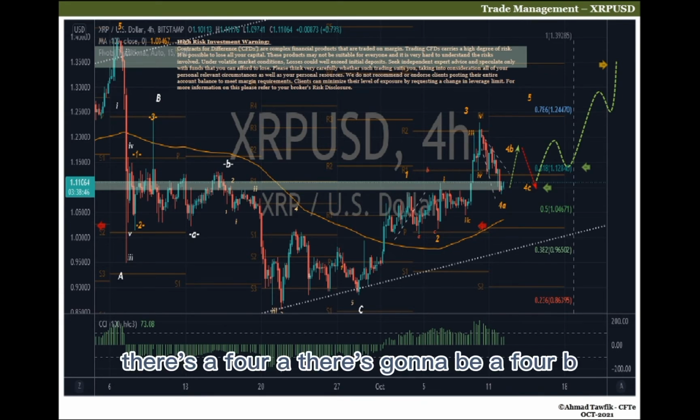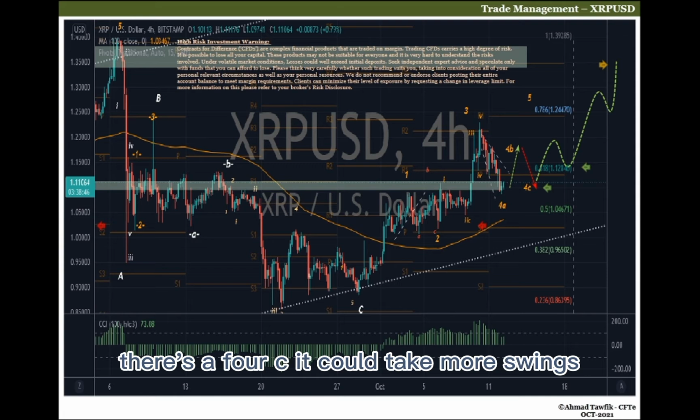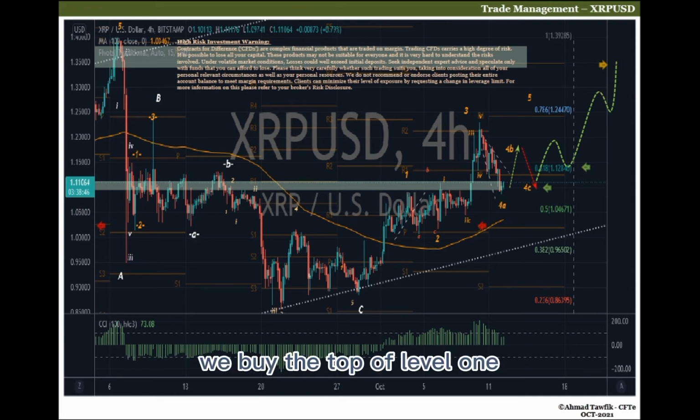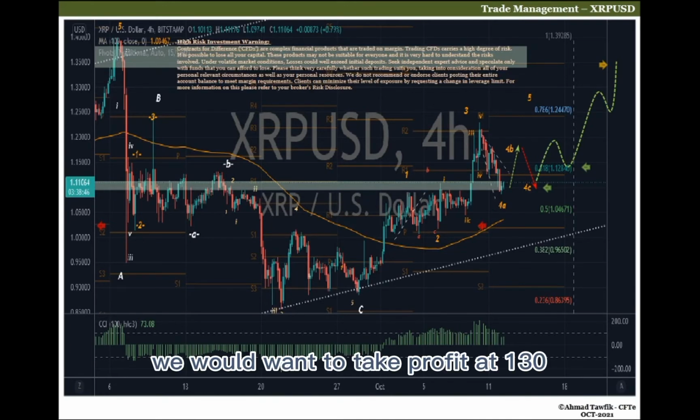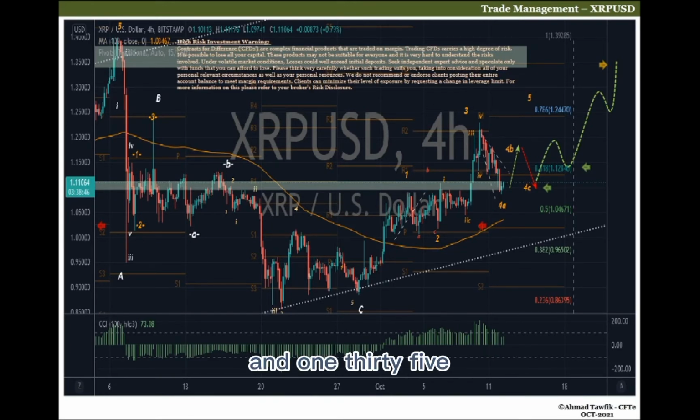There's a 4A, there's going to be a 4B, there's a 4C. It could take more swings. We buy the top of level 1. All right, top of level 1, we'll have that pinpointed on a live chart to be very accurate. We would want to take profit at 1.30 and 1.35. That level here is 1.35 at that yellow arrow.